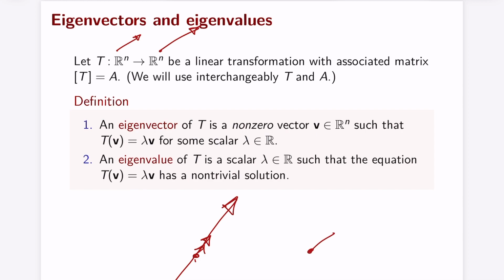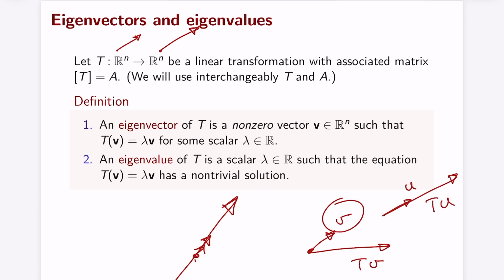So if we have a vector, say this is B, and when we transform it we get something like this, then this vector is not going to be an eigenvector. Instead, a vector U that, when we transform it, becomes something like this is going to be an eigenvector.